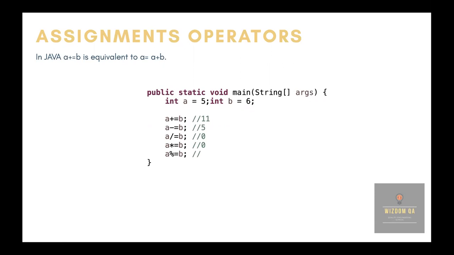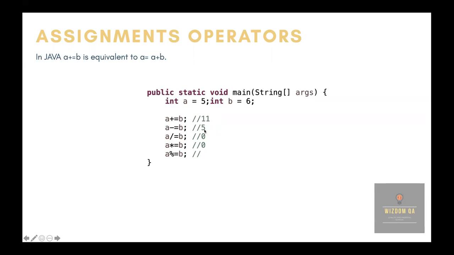A plus B, you are just writing it in a shorter format, saying A plus equals B. Same, A minus equals B. So look at the results now. A plus equals B is 11. Perfect. A minus equals B. A plus equals B is 11, which means the value of A is now 11.